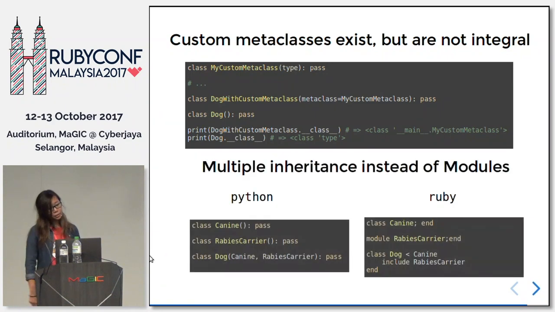And another huge difference between the two languages is that instead of using modules for mixins, like Ruby does, Python actually does multiple inheritance. So if you look at this Python code over here, the dog class inherits from canine and rabies carrier, whereas in the Ruby snippet, dog inherits just from canine and it includes the rabies carrier module.